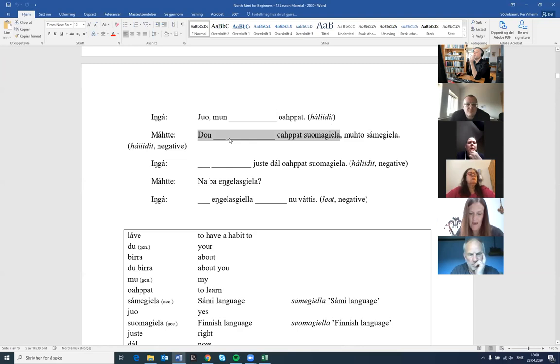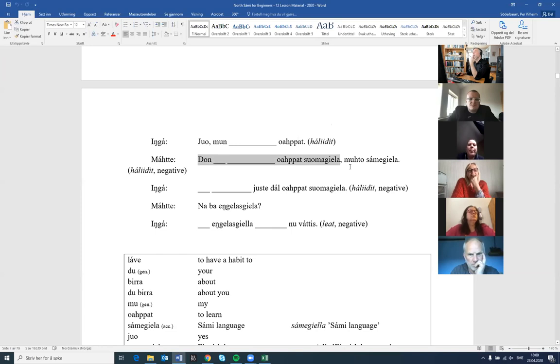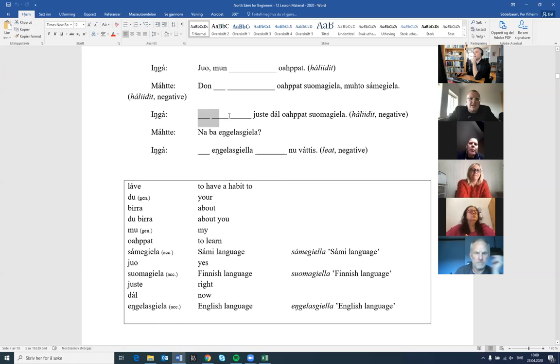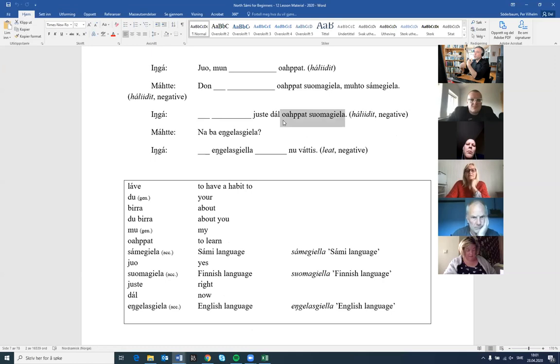Don't eat. You don't what? Don't eat. Halit. Oahpat suomakiela. Don't eat halit. Oahpat suomakiela. Muhto saamekiela. But Sami. And Inga says also negative here that she doesn't want to learn Finnish. She's repeating, this is kind of a thing when you want to learn a language. It's very good to repeat what the other person says because then you just change the verb. You conjugate it with yourself instead. So this is like a standard way of learning.